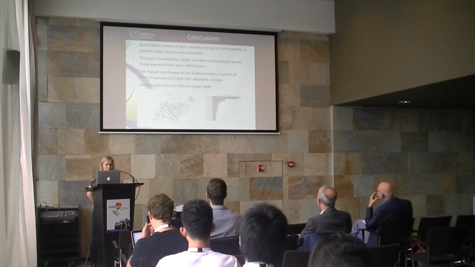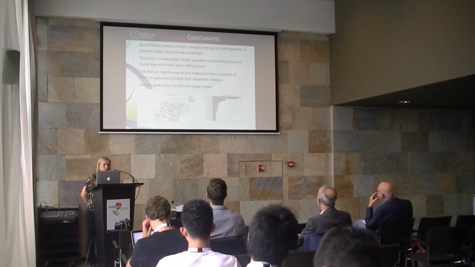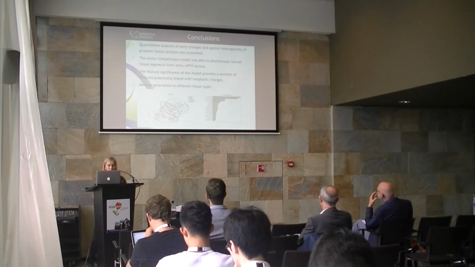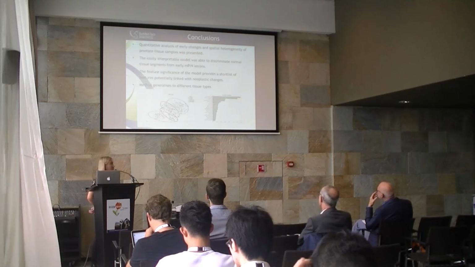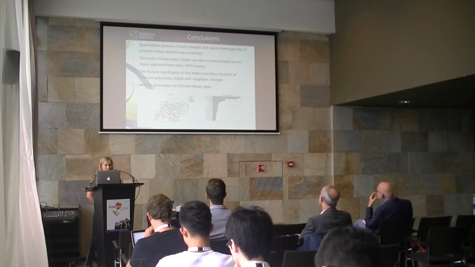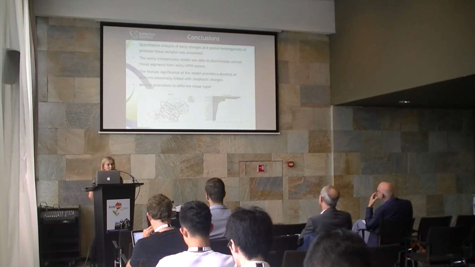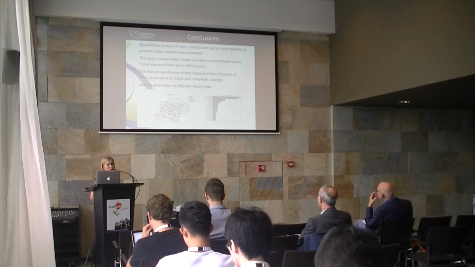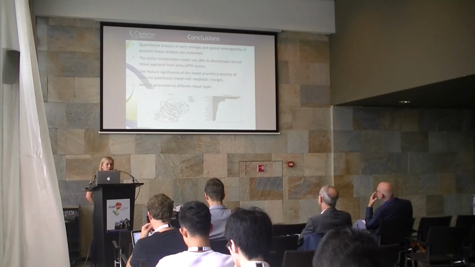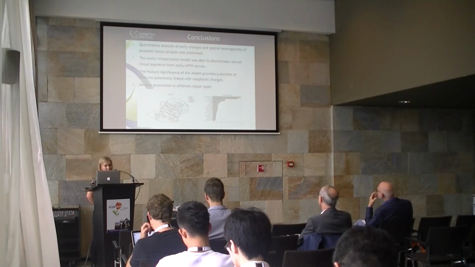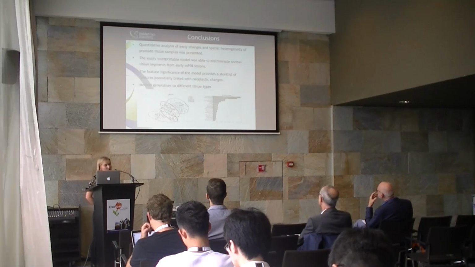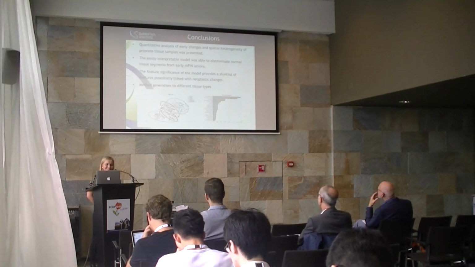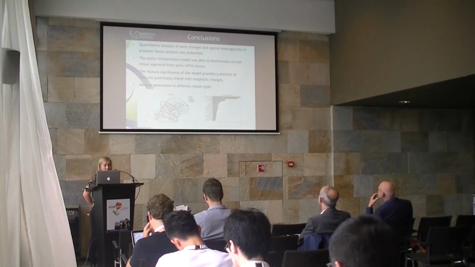And to conclude, quantitative analysis of early changes and spatial heterogeneity of prostate tissue samples was presented here. This easily interpretable model was able to discriminate normal tissue samples from these early mouse PIN lesions. The feature significance of the model provides a short list of features potentially linked with neoplastic changes.